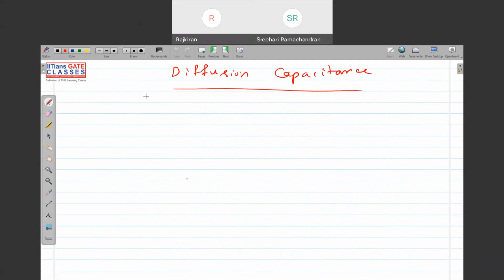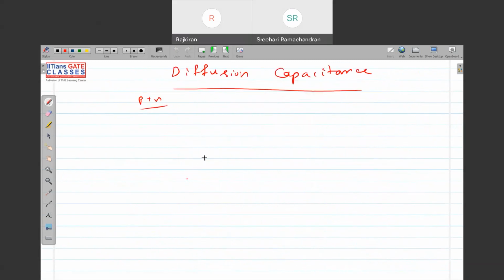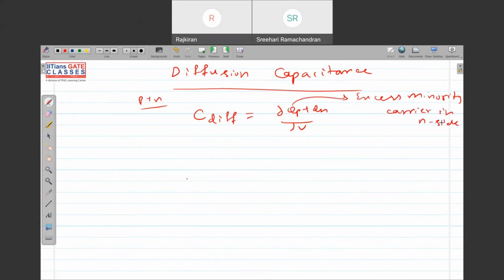Suppose this is a P plus N junction. P plus N junction means I am assuming this injection is far more compared to the other injection. So C diffusion is equal to d of (Qp plus Qn) by dV, where Qp is the excess minority carrier charge on the N side, and Qn is the excess minority carrier charge on the P side.